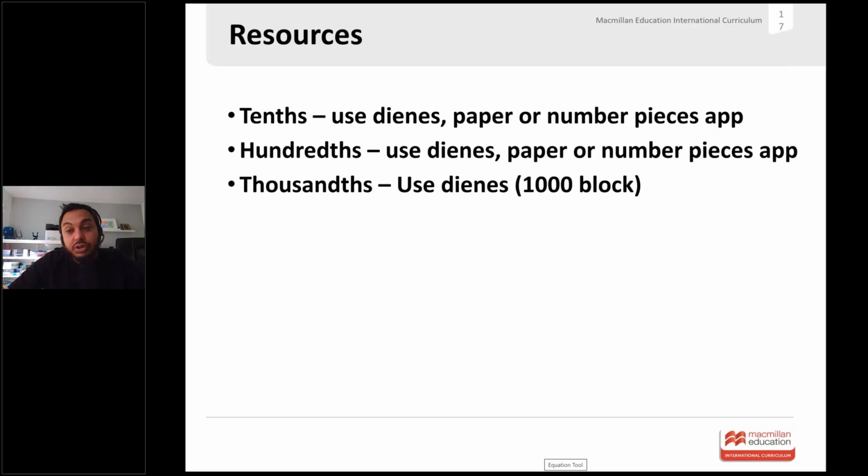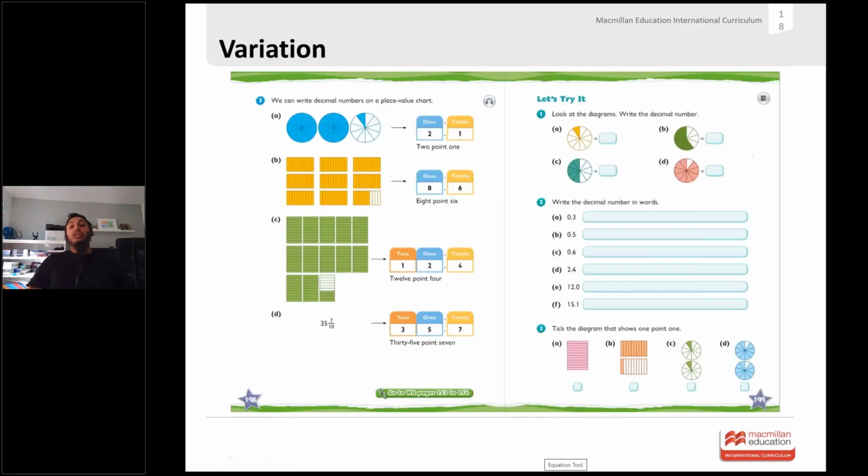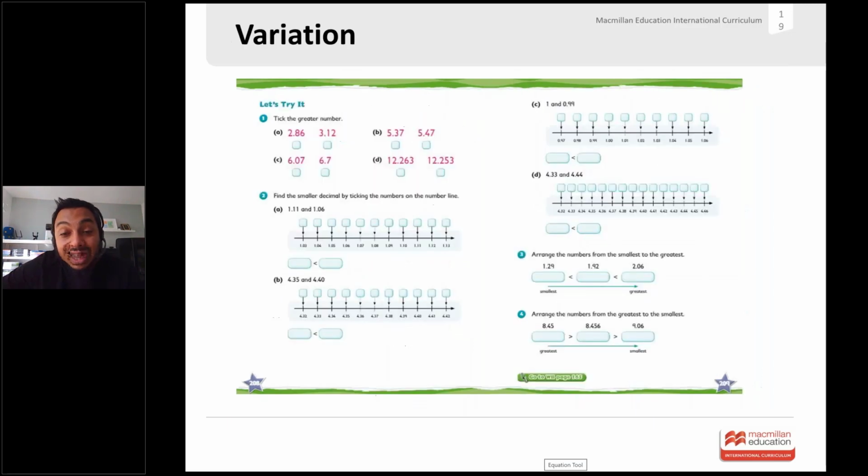And then the hundredths, the same. And for thousandths, you can use the Dienes blocks. The 1,000 block is your 1 in this case. We talked about variation at the beginning of our session. And here we talk about variation in terms of the images we've been using. We've got images that are circles, rectangles, and with the rectangles, some of the tenths are going across, some of the tenths are going vertically. That difference is what Zoltan Dienes talks about.